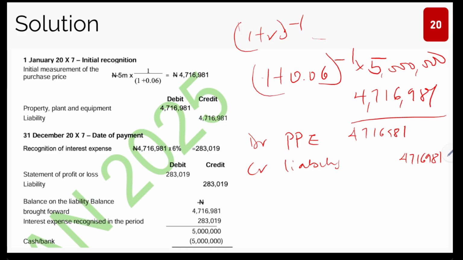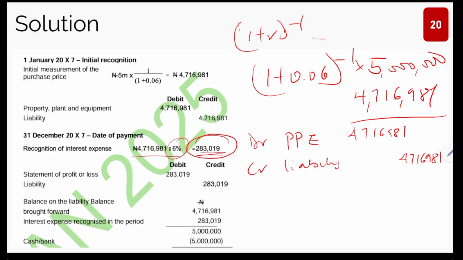So at the end of 2017, what we do is we say, okay, the PV of the future amount is 4,716,981, so multiply by 6%, that gives us the discounting effect. So basically it's this difference that makes up the 5 million. So you can also say 5 million minus this, that will give you this, right?